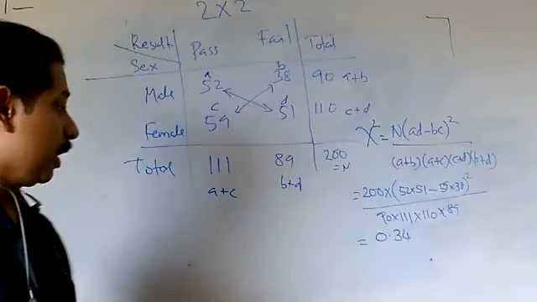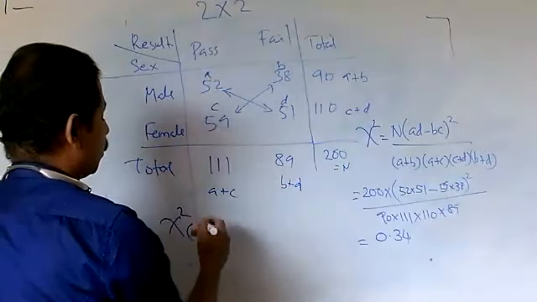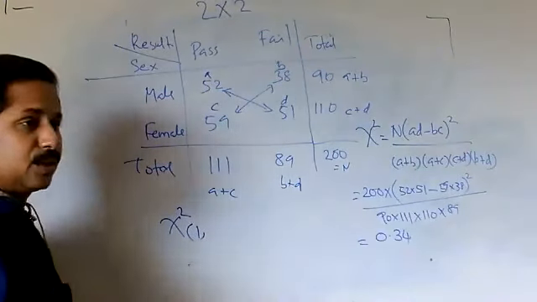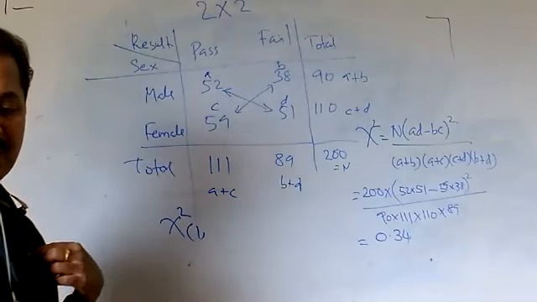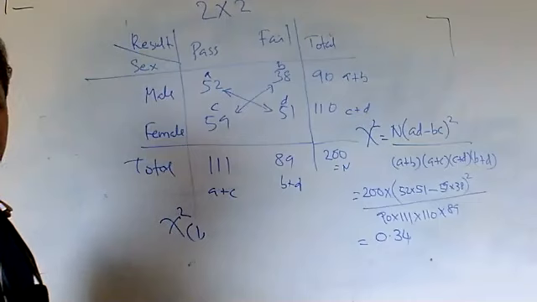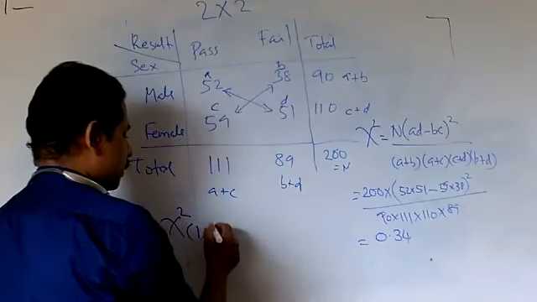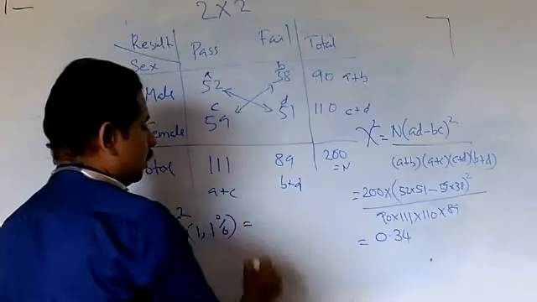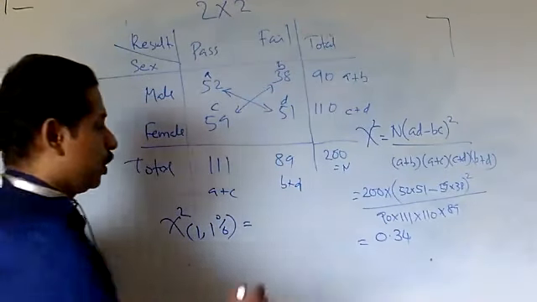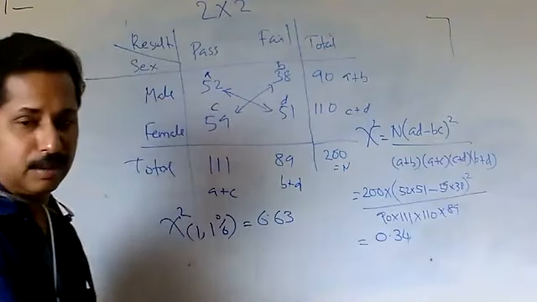Now what about the table value? Here we have a 2 by 2 table, so degrees of freedom is 1: 2 minus 1 into 2 minus 1. And suppose alpha is, it is not given in the problem, so you can take it as 5% or 1%. Suppose I am taking alpha as 1%. Then its value is 6.63. We get this value from the chi-square table.